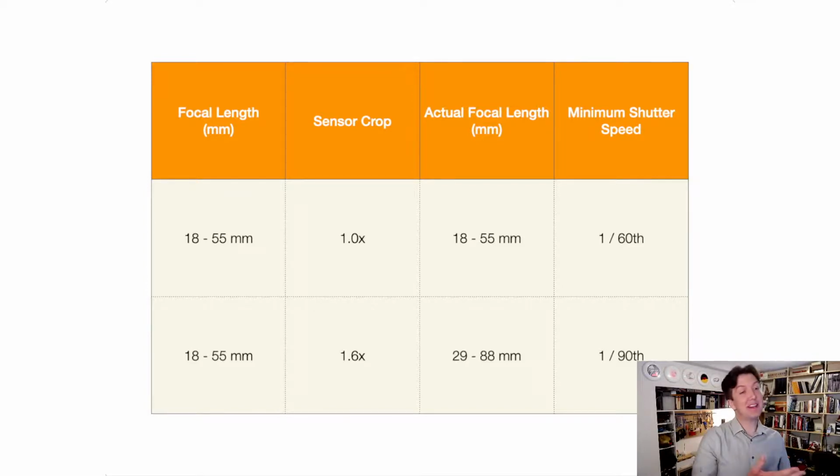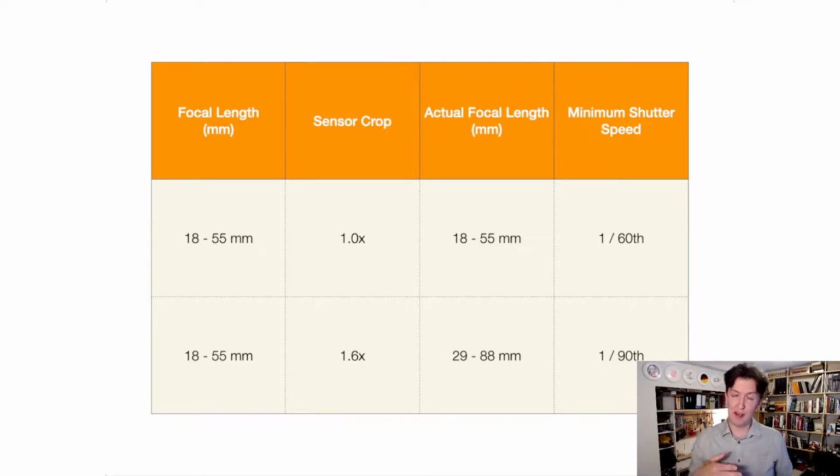18 to 55 millimeters on the left-hand side, that's going to be your pretty standard lens that you get if you buy your camera from any kind of box store or your local multi-purpose drugstore in your area. An 18 to 55 millimeter lens with no sensor crop, say it's a full frame, you're going to shoot that at 1/60th of a second because the longest focal length you'll have on that is 55 mil. There's no 1/55th of a second on shutter speed, so the closest one we can get to is 1/60th of a second.